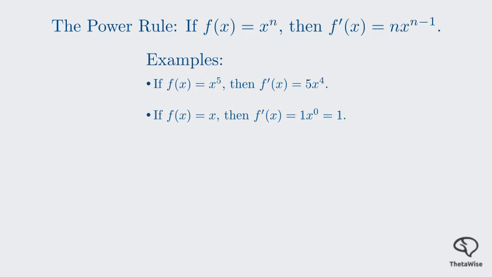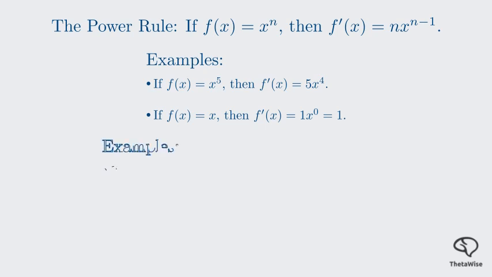The power rule works for any real number n, including negative and fractional exponents. For example, if f of x equals 1 over x, we can rewrite it as x to the negative 1. Using the power rule, the derivative is negative 1 times x to the power of negative 1 minus 1, which is negative 1 times x to the negative 2, or negative 1 over x squared.